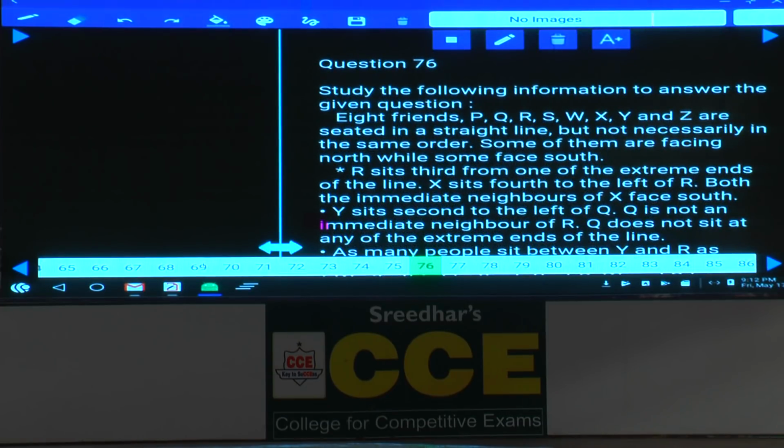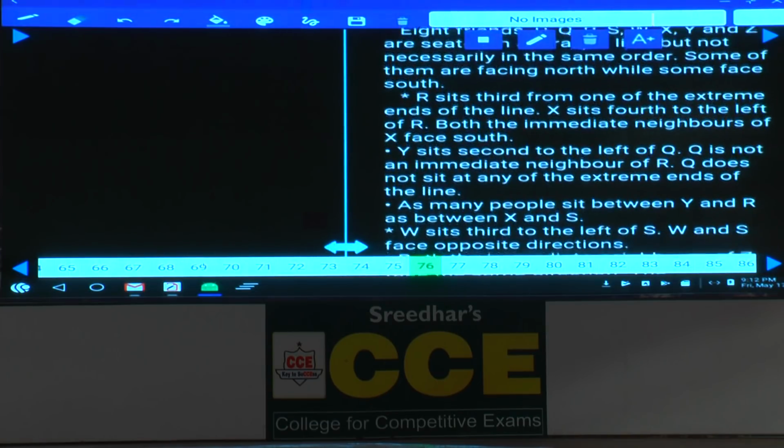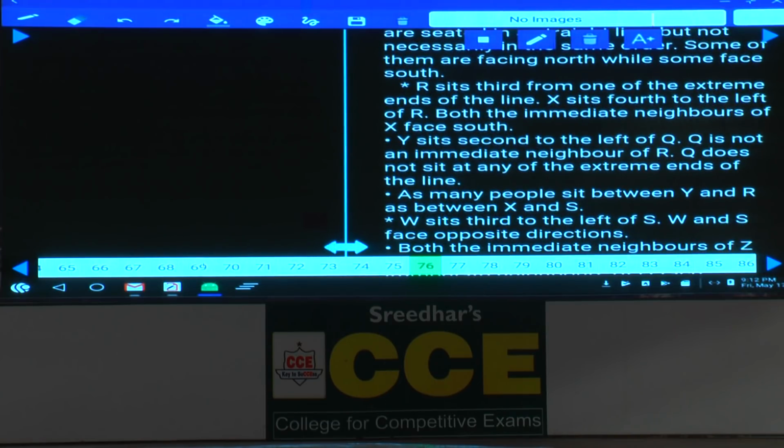Now 8 friends P, Q, R, S, W, X, Y, and Z are seated in a straight line but not necessarily in the same order. Some of them are facing north and while some of them are facing south. What is the information here? Some north and some south is given. 8 persons, 1, 2, 3, 4, 5, 6, 7, 8.